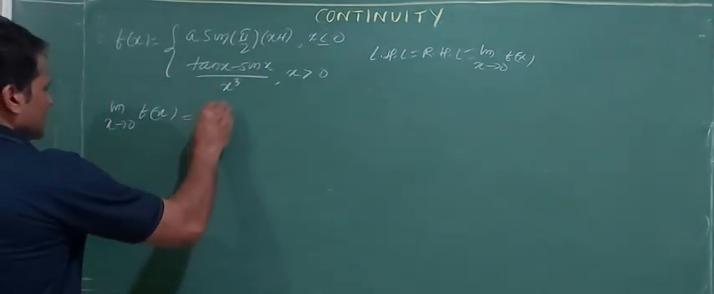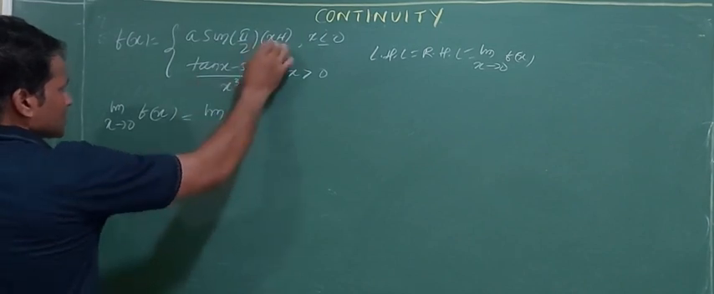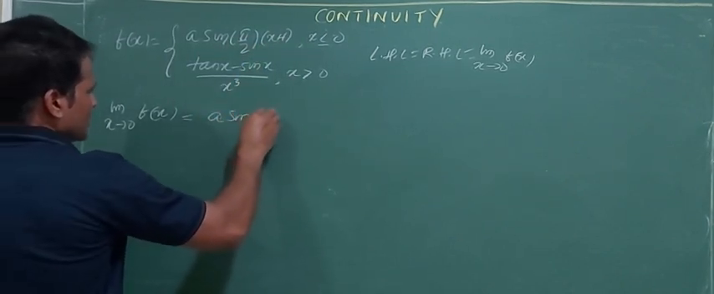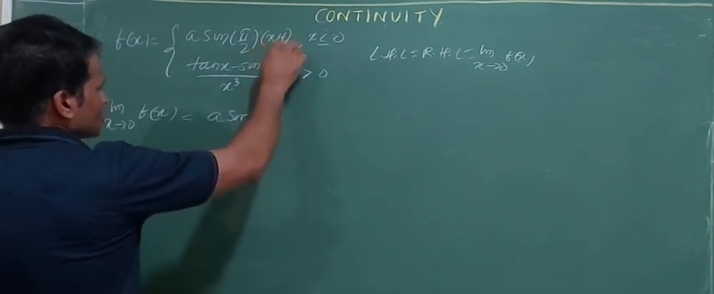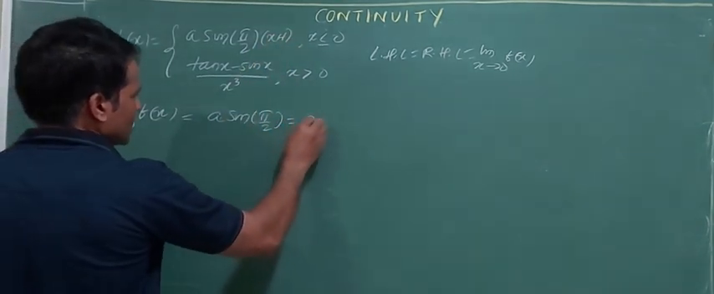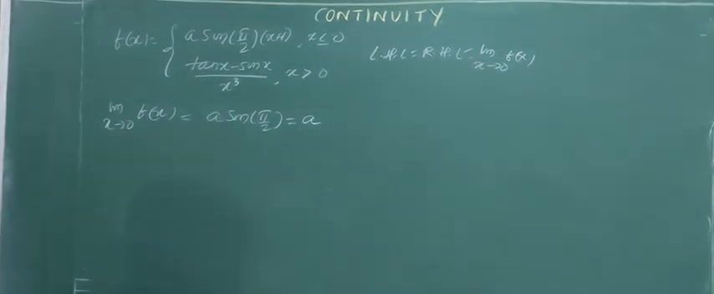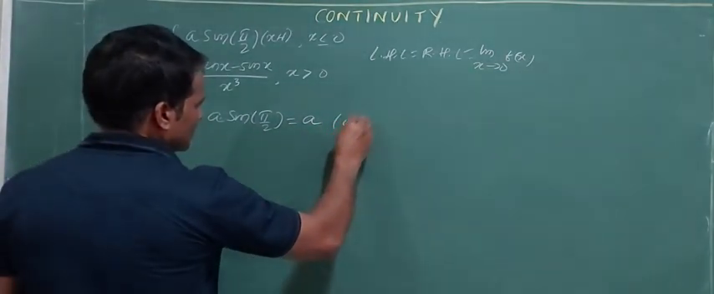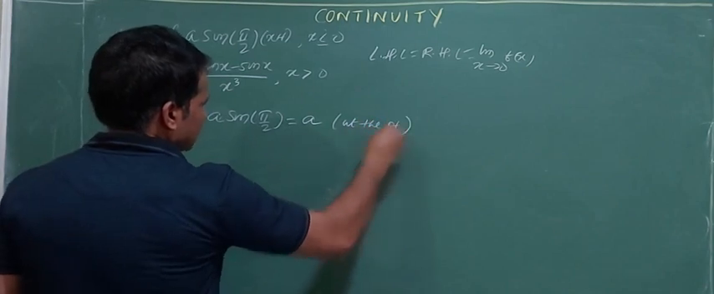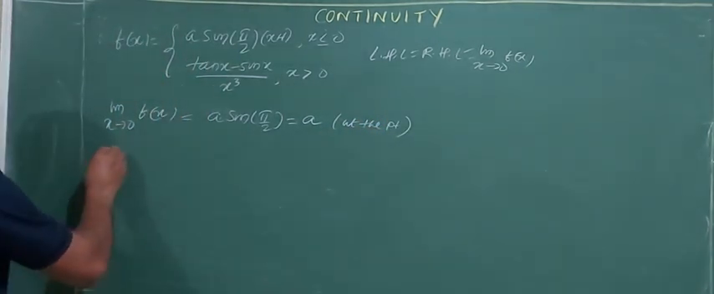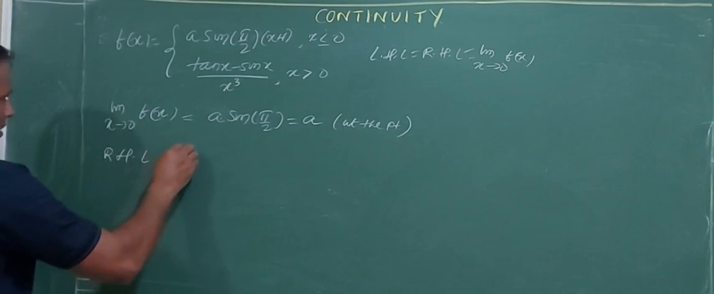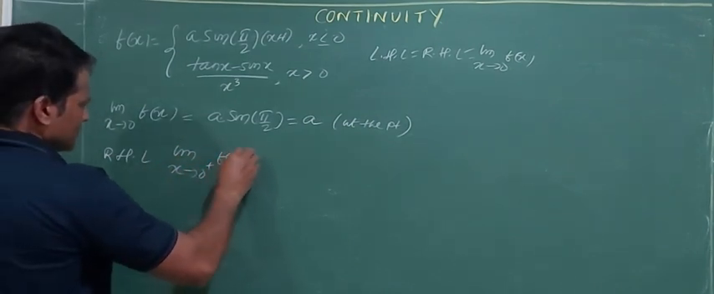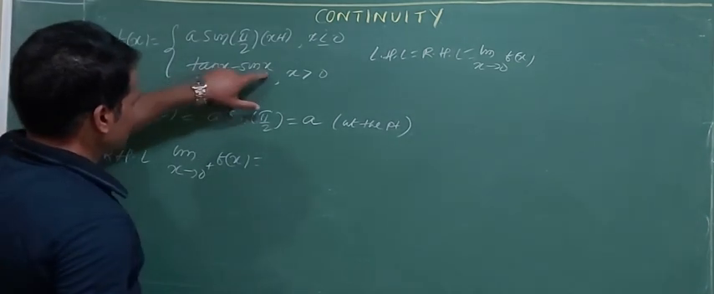So limit, directly substitute x tends to 0 here, that gives me a sin(pi by 2 into 0 plus 1). So sin 90 is 1, I got a. I got the value at the point, a. Now RHL, limit x tends to 0 plus f(x), 0 plus h.